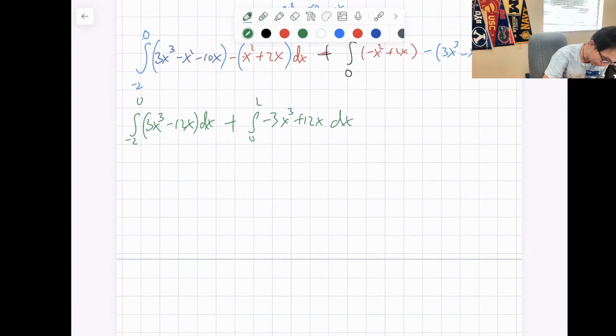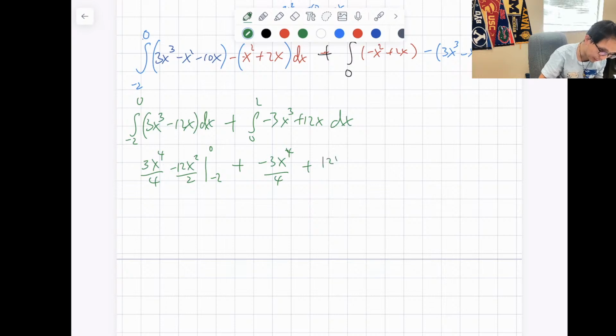I'm going to plug in, so it'll be 3x to the 4th over 4 minus 12x squared over 2 between 0 and negative 2, plus negative 3x to the 4th over 4 plus 12x squared over 2 between 0 to 2. If I plug in 0, I'm going to get 0 minus, if I plug in negative 2, it's 16, 16 times 3 is 48, 48 divided by 2 is 12.